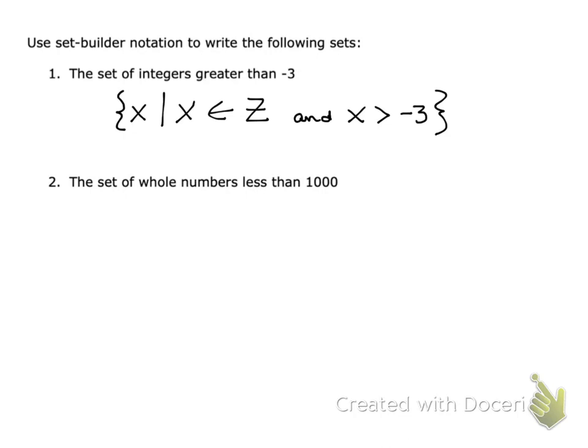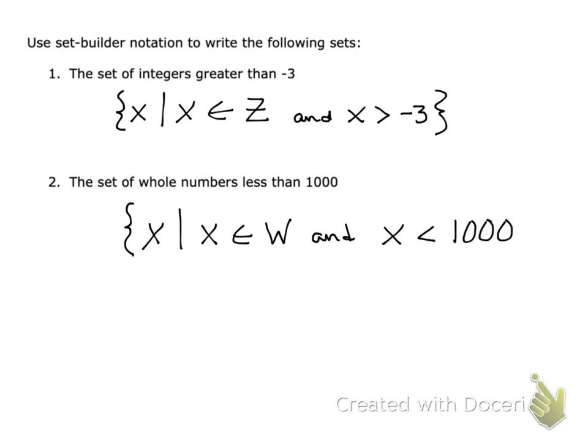Okay, the set of whole numbers less than 1,000. So we need our braces. The set of all elements x such that x is an element of the whole numbers, and x is less than 1,000. And close your braces. So this would basically include from 0 to 999. No fractions or decimals, no negatives, because they have to be in the whole numbers.